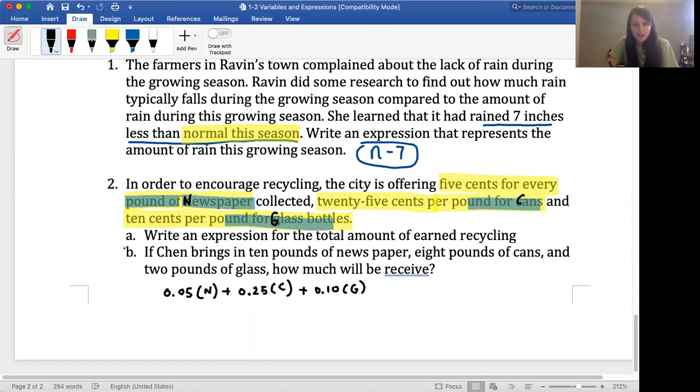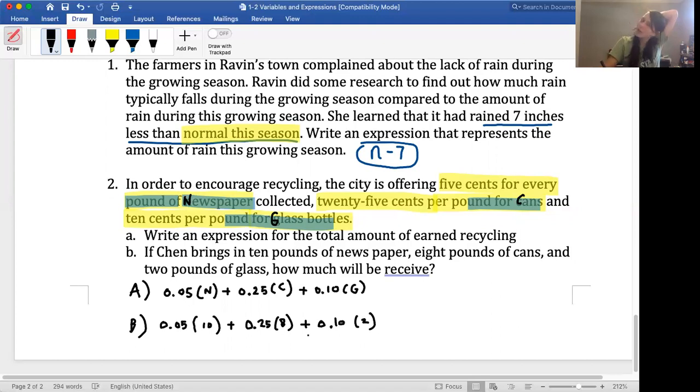All right, now we've got an actual equation we're going to work out. If Chen brings 10 pounds of newspapers, 8 pounds of cans, and 2 pounds of glass, how much money will be received? I think there's a typo there. So how much money will he receive? So this is A. Let's substitute in the actual amounts he's bringing now. Now we have 0.05 times 10 plus 0.25 times 8 plus 0.10 times 2.